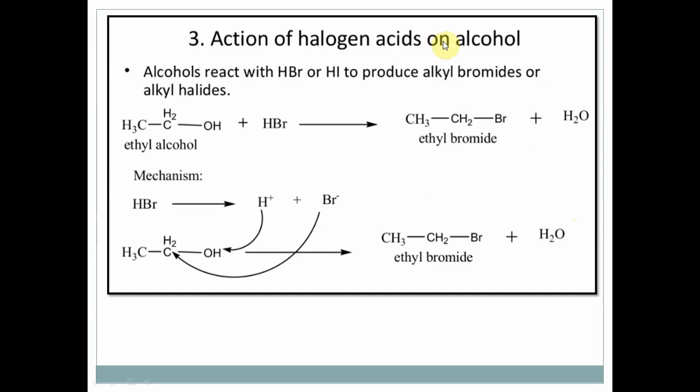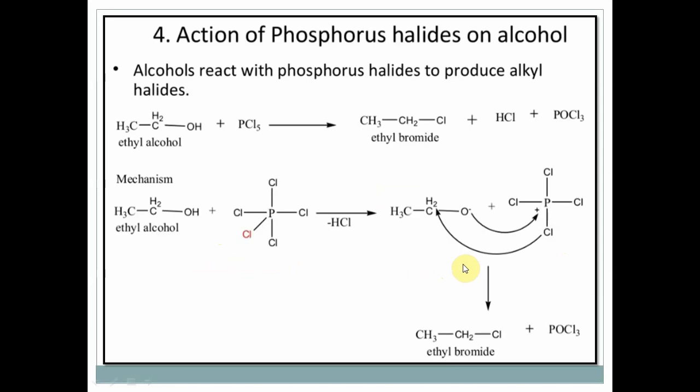Action of halogen acids on alcohol. Alcohol reacts with HBr or HI to produce alkyl halides. Ethyl alcohol reacts with HBr to give ethyl bromide. If we talk about the mechanism, we know HBr gives H positive and Br negative. Further, this Br negative attacks this carbon, the alpha carbon next to OH, and this OH reacts with H positive, H2O is formed, and ethyl bromide is formed.